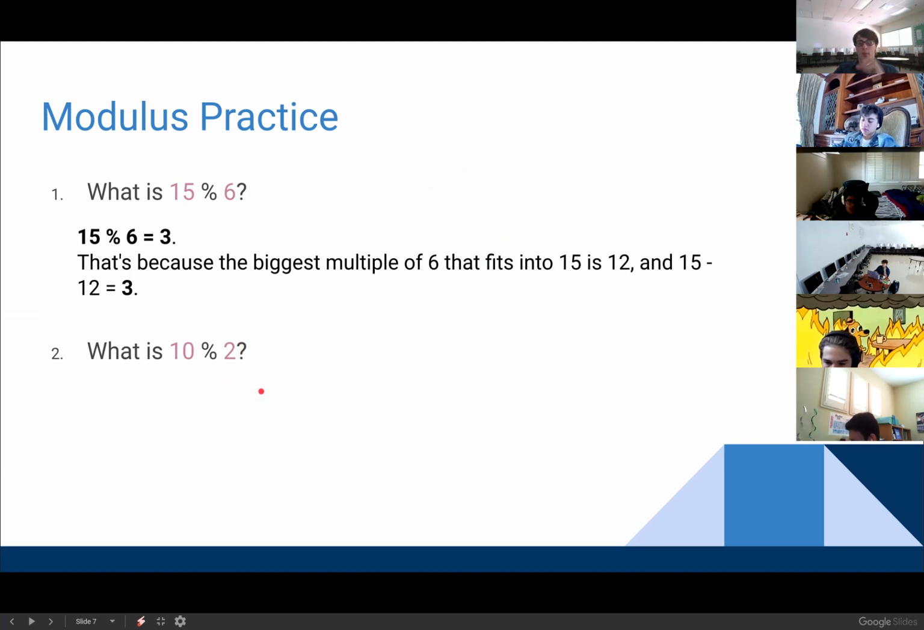What about 10 mod 2? What is the remainder there?